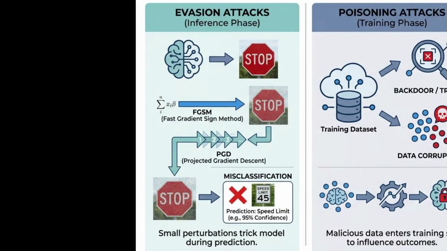Evasion attacks work by making tiny, carefully calculated changes to an input, like a stop sign image, that are often invisible to the human eye. Attackers use sophisticated techniques like the fast gradient sign method and projected gradient descent to find the exact tweaks needed to trick the model into misclassifying what it sees. The result? A confident but completely wrong prediction, like identifying a stop sign as a speed limit sign, which is exactly the kind of dangerous failure we need to defend against.